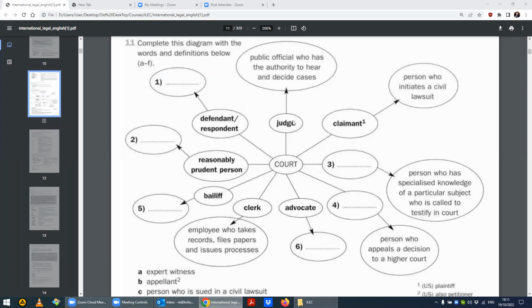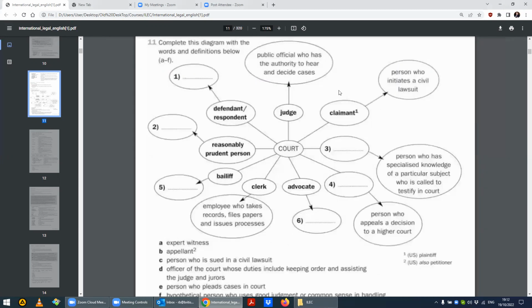Fine. Now, court clerk, down at the bottom. A court clerk is an employee who records what's said in court, files papers, issues legal processes, documents. Now, as you can see in the outer ring, numbers 1, 2, 5, 6, 4, and 6. These are definitions which need filling in. You can see in the ovals 3 and 4, these are the names of the types of people you'll meet at court. For example, we know what a clerk is, right?